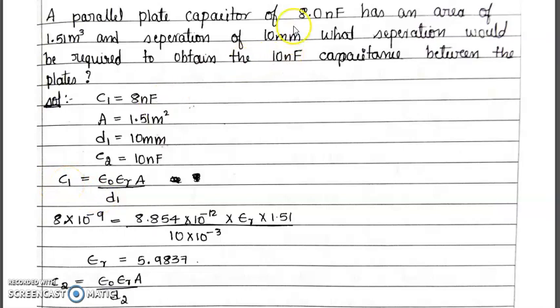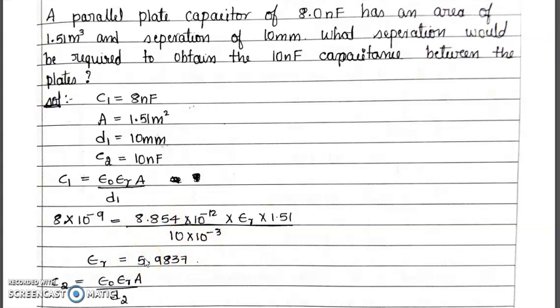C1 is given as 8 nanofarad in the initial case, with a separation of 10 millimeter, that is 10 into 10 to the power minus 3. So 8 into 10 to the power minus 9 is equal to 8.854 into 10 to the power minus 12, that is epsilon naught, into epsilon r, which we don't know, into 1.51 divided by 10 into 10 to the power minus 3. By calculating this you will get epsilon r equal to 5.9837.